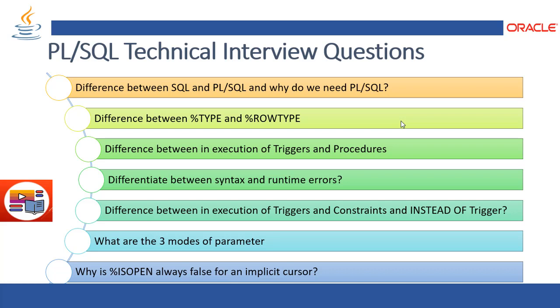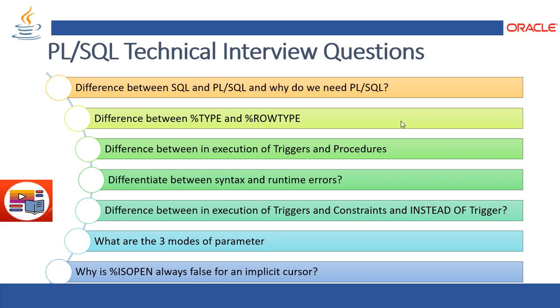Differentiate between syntax and runtime error. Syntax error is basically a spelling error, and runtime error is basically when a particular select statement cannot return any particular row, any execution error. So a syntax error is an error which can be identified easily by the PL SQL compiler. What are the three modes of parameters? We have learned about IN parameter, OUT parameter. We can have IN OUT in a function because it returns the value. So those are the modes of parameter.